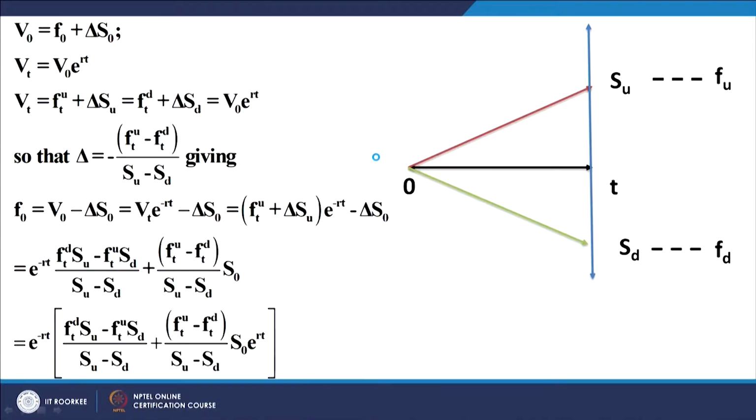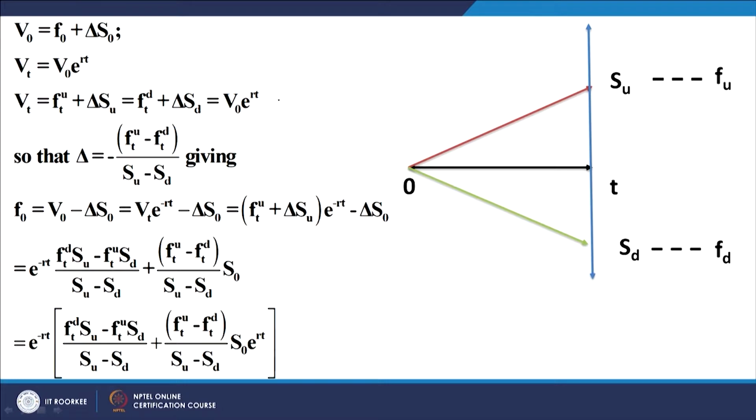Now, because we have assumed that this portfolio is risk free, we have annulled the risk, and because it is risk free, it will generate a risk free return over 0 to T. Therefore, if it is worth V0 at t equal to 0, it must be worth V0 e to the power rT, assuming continuous compounding, at t equal to T. Therefore, we must have VT is equal to V0 e to the power rT.